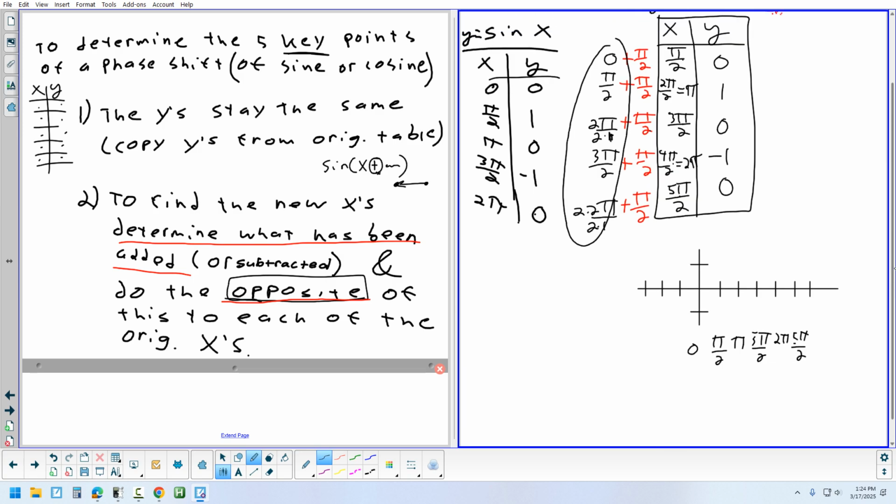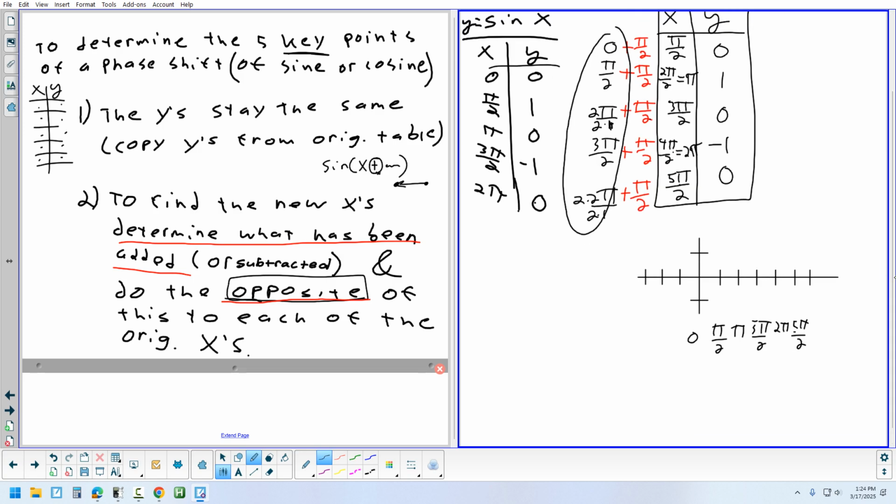Now, what's the highest I need to go on the y-axis? 1. So I'll put a 1 for that mark, and the lowest. Since I'm only going 1 to -1, technically I don't need to label these 2 marks right here. But I label them. And now, plot those points.